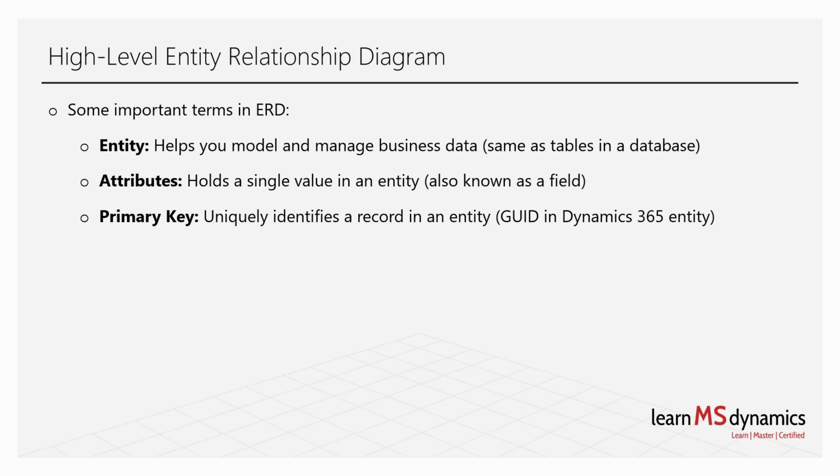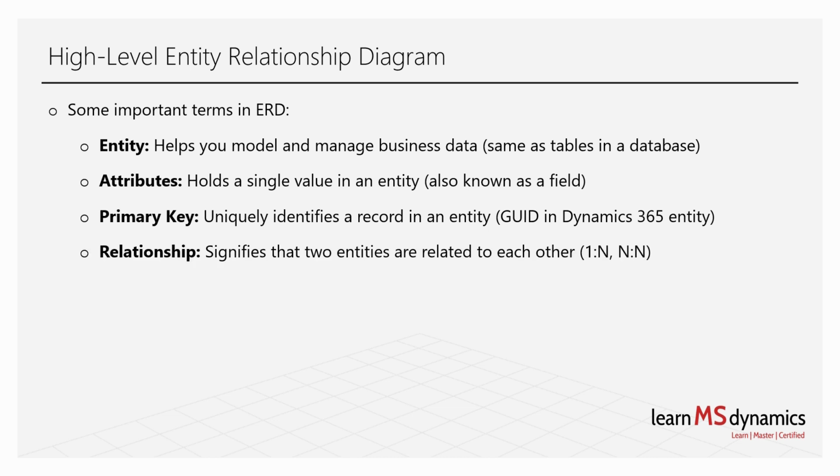Interface, but it is there in the backend to uniquely identify a record. The next one is relationship. It signifies how two entities relate to each other. So that's what we discussed. That's what ERD is all about.